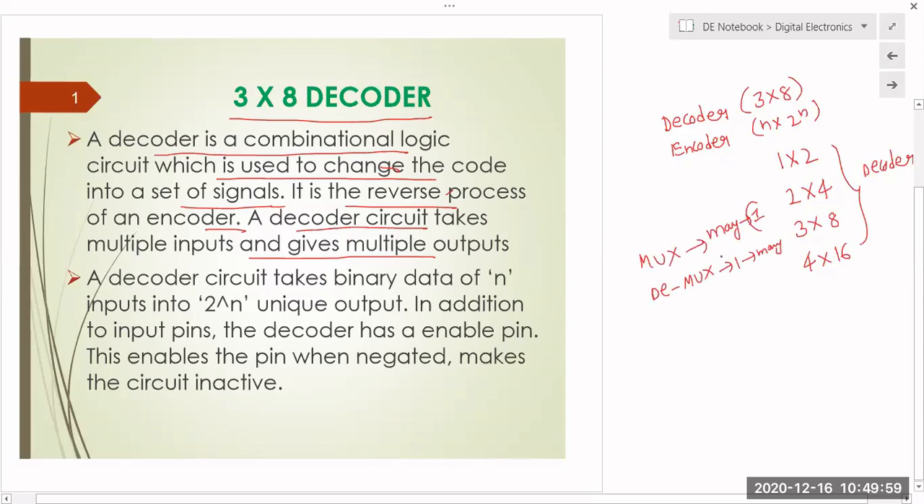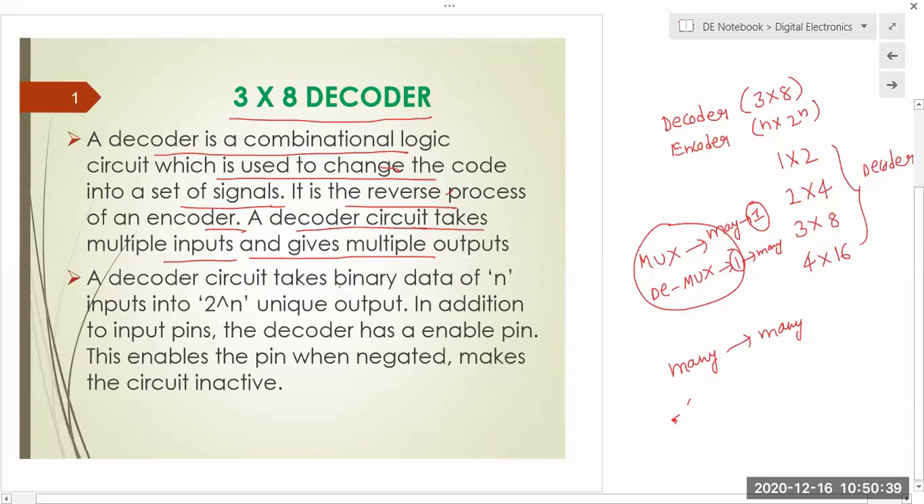Here, the one is common. Many to 1, 1 to many, that is your multiplexer. Multiplexer is nothing but many inputs will be there but only one output. The demultiplexer, only one input will be there but many outputs. But in case of this one, it is many to many. We have many inputs and many outputs. That is your decoder or encoder circuits. So a decoder circuit takes multiple inputs and gives multiple outputs.